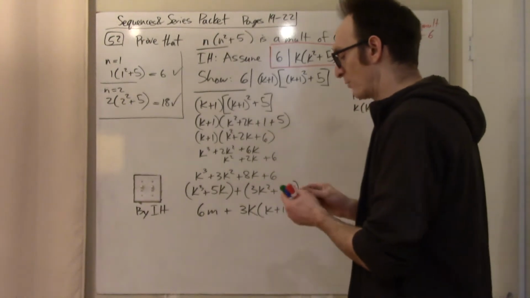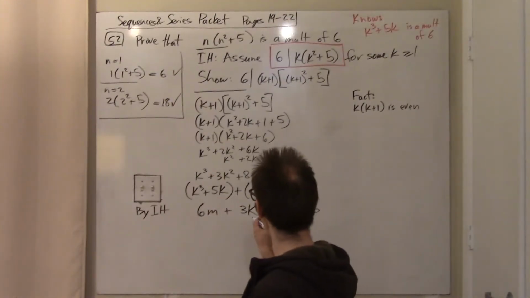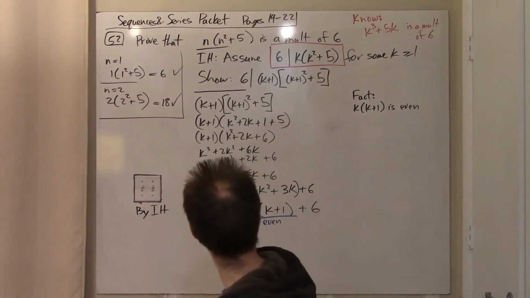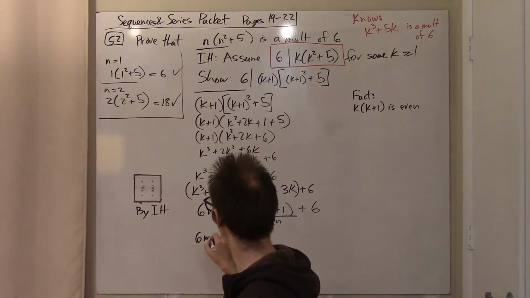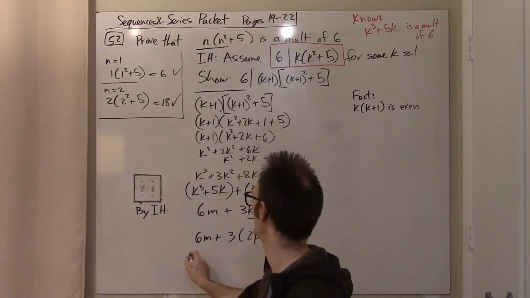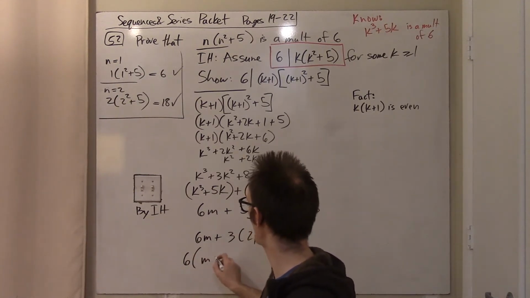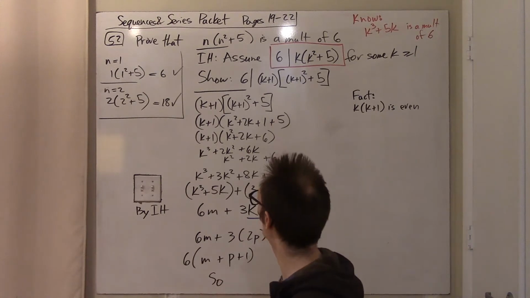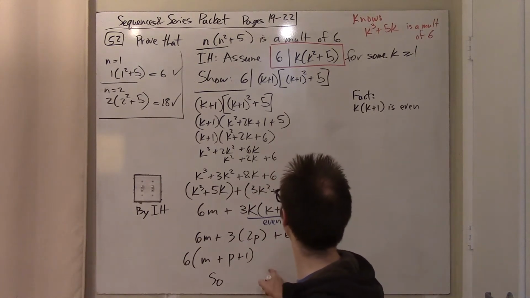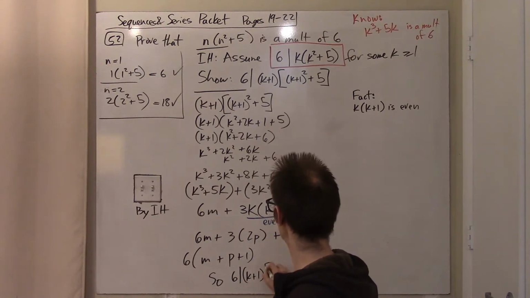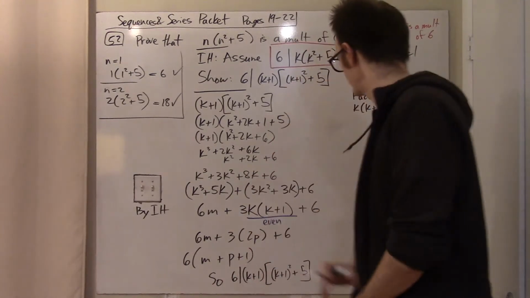Okay, and so without writing any more things down, I'm just going to say that this k times k plus 1 is guaranteed to be even. And if that's guaranteed to be even, then we can write it as, I don't know, maybe 2p or something like that. And now we are really done, because this is just 6 times m plus p plus 1. And so that is a multiple of 6. And so 6 does divide k plus 1 times k plus 1 squared plus 5. Whew. This is like some discrete math here.